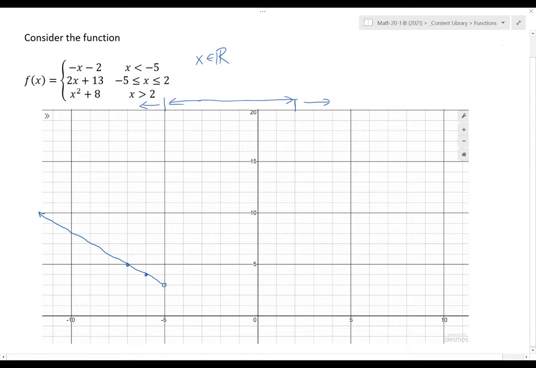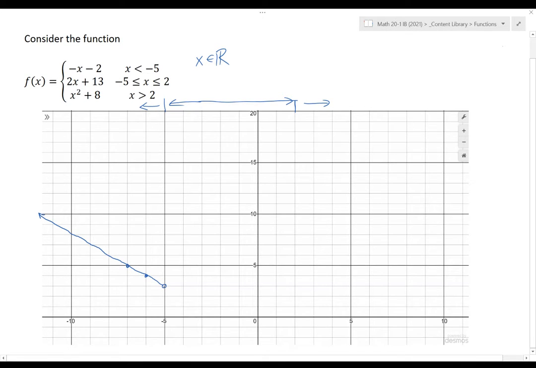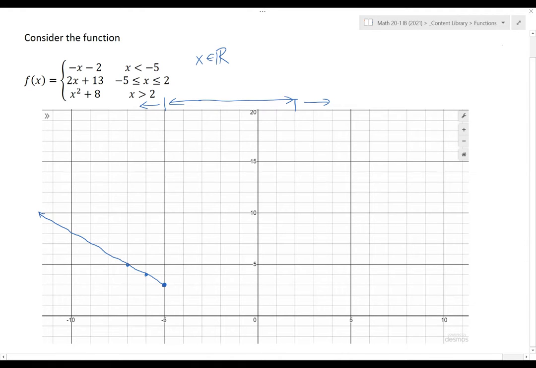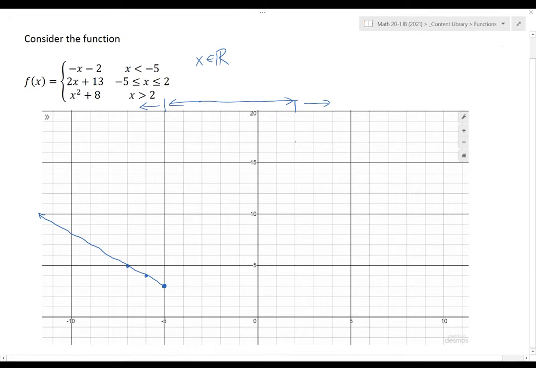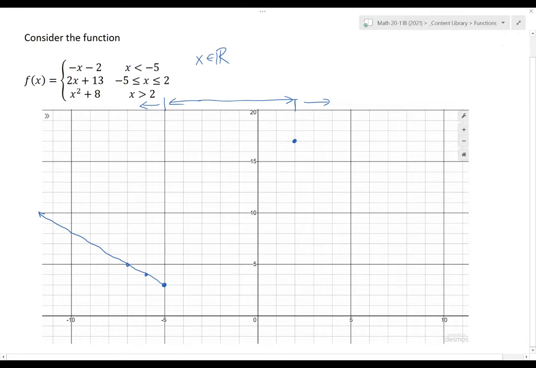The next piece of this function is, again, a line. It's linear. If I plug in -5, in this case I'm going to use a solid circle because x can be equal to -5 in this interval. So -5 times 2 is -10, plus 13 is 3. Oh, that actually is the same point. So I can see that these connect, and now I can fill in that circle. I'm also going to use the other boundary point, 2. So 2 times 2 plus 13 is 17. When x equals 2, y equals 17. Again, I use a solid point here because the 2 is included in that interval.